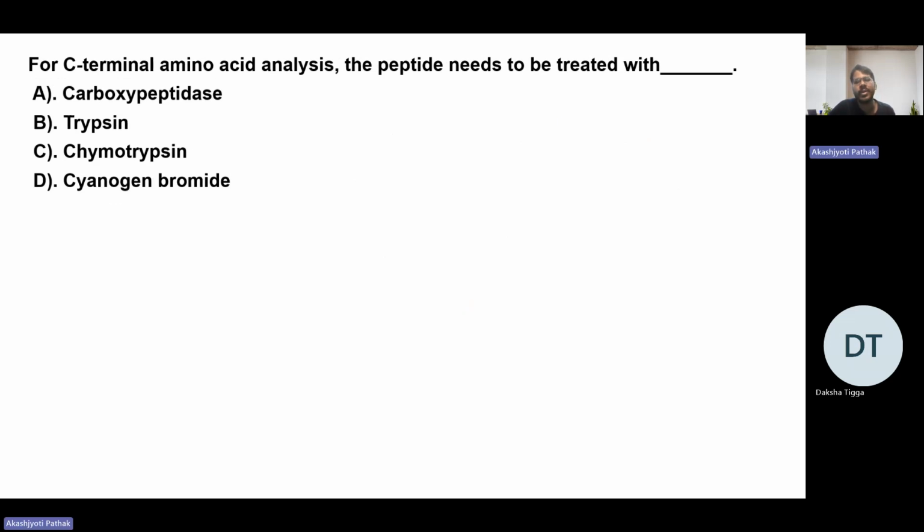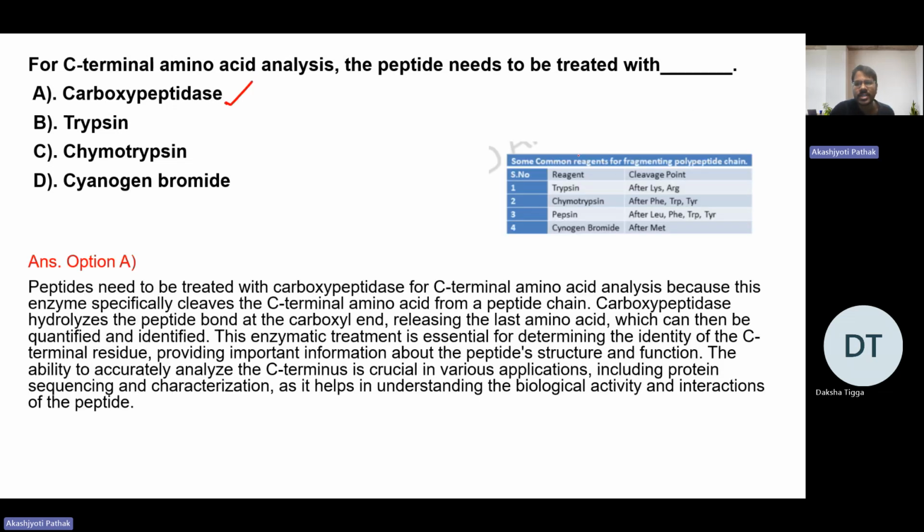For C-terminal amino acid analysis, the peptides need to be treated with what? It should be treated with carboxypeptidase. So these different enzymes were discussed. Trypsin will cleave after lysine and arginine. Chymotrypsin will cleave after the aromatic amino acids, phenylalanine, tryptophan, tyrosine. Pepsin will cleave after leucine, phenylalanine, tryptophan, tyrosine. Cyanogen bromide cleaves after methionine. So remember these different enzymes and where they cleave.